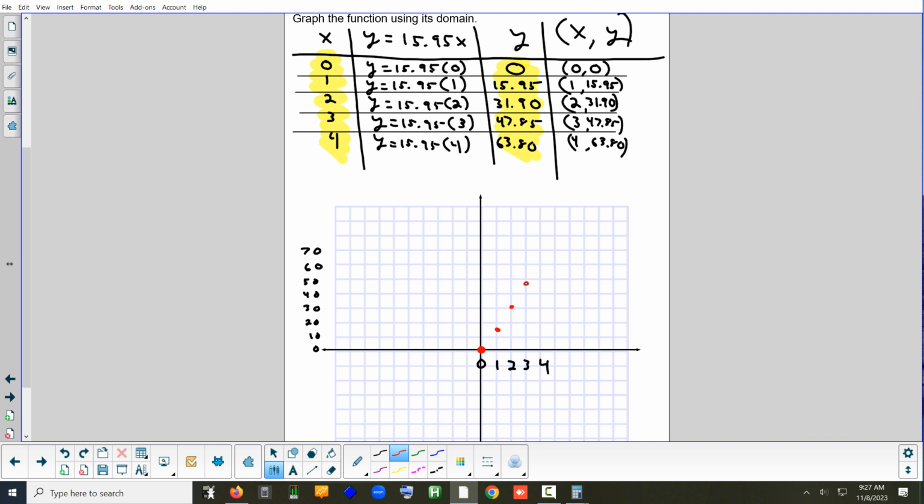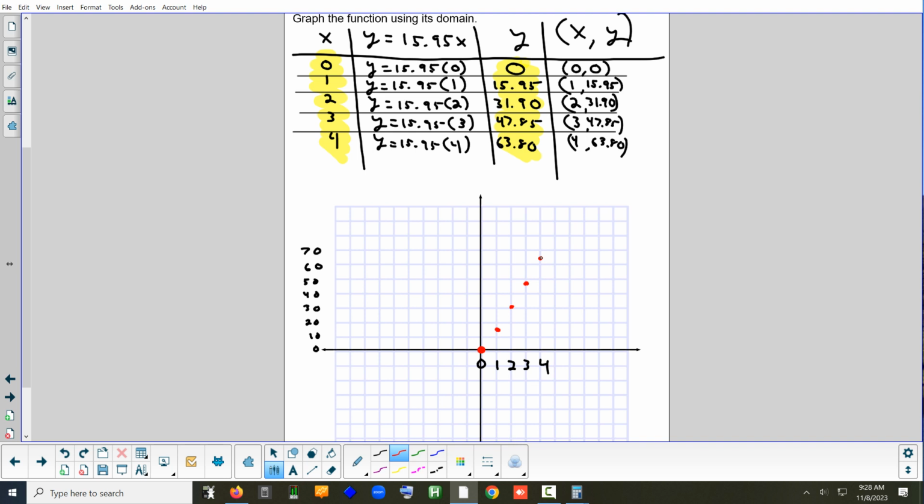Almost halfway between 60 and 70. So 4, about right there. Oh, no, it's hard for me to see it. So 4, it's up 1 from there. So 4, about right there.